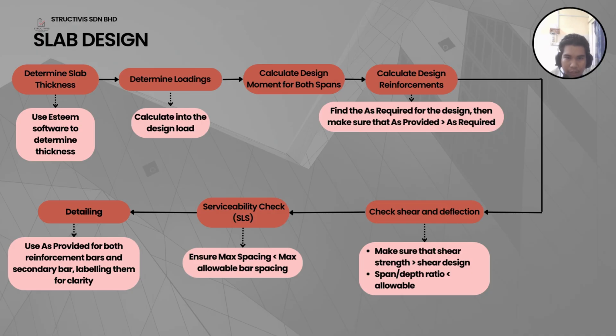We should find the AS required for the design, then make sure the AS provided is higher than AS required. Then we should check shear and deflection, making sure that shear strength is higher than shear design and span per depth ratio is lower than span per depth ratio allowable. And we move on to the serviceability check, SLS. We should ensure the max spacing is lower than the max allowable bar spacing. And finally, detailing. We should use the AS provided for the main reinforcement bars and secondary bars, labeling them for clarity in the drawing.